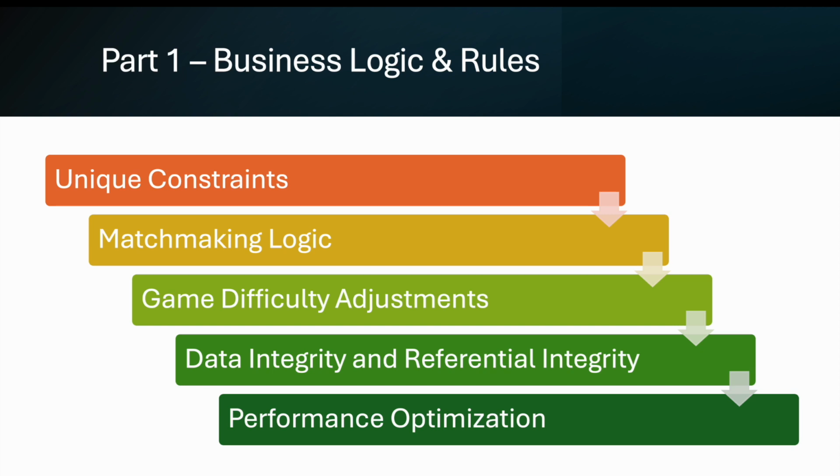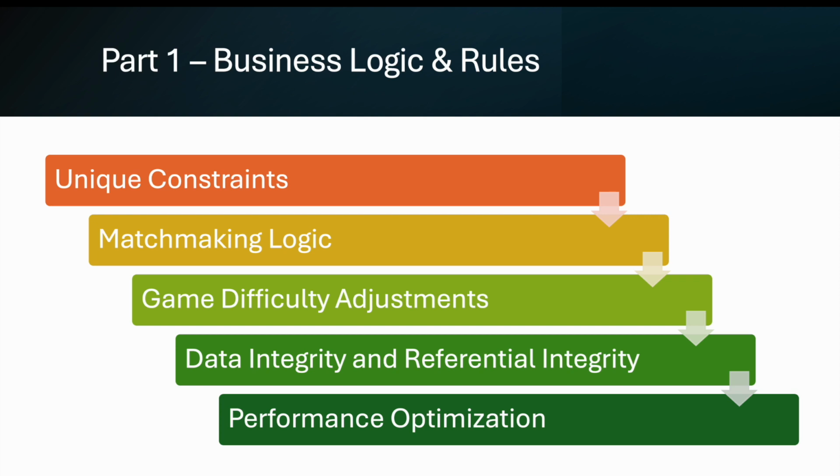The next point is matchmaking logic. So the database incorporates a dynamic matchmaking system that pairs players based on skill level and reduces wait times by prioritizing matches for players with fewer than 50 games and using a balance of win-loss ratios and random selection for fairness.